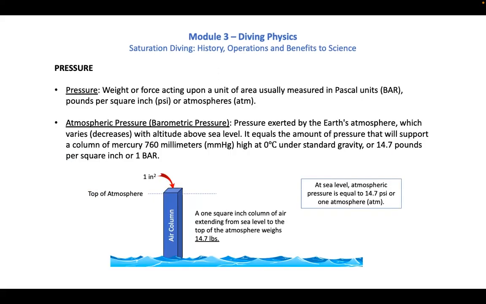Pressure is the weight or force acting upon a unit of area, usually measured in bar, psi, or atmospheres. Atmospheric or barometric pressure is the pressure exerted by the Earth's atmosphere. To quantify this, a 1 square inch column of air extending from sea level to the top of the atmosphere weighs 14.7 pounds. Therefore, at sea level, atmospheric pressure is 14.7 psi or 1 atmosphere.